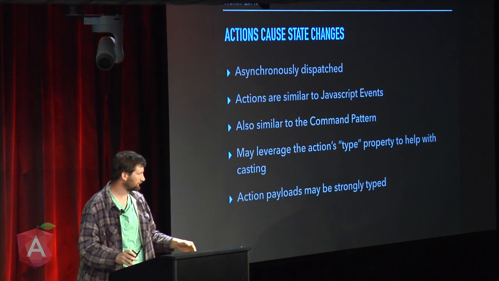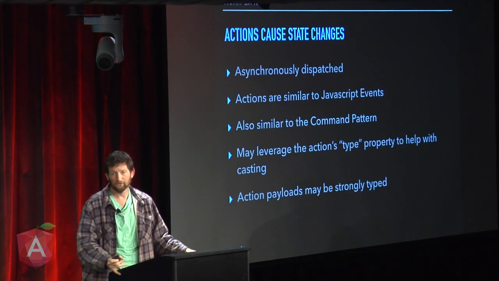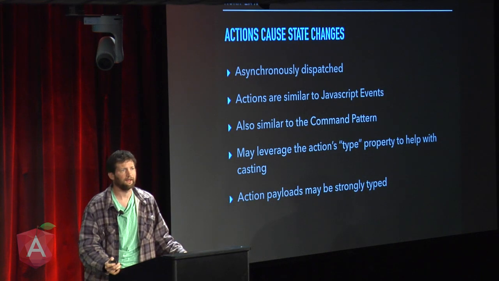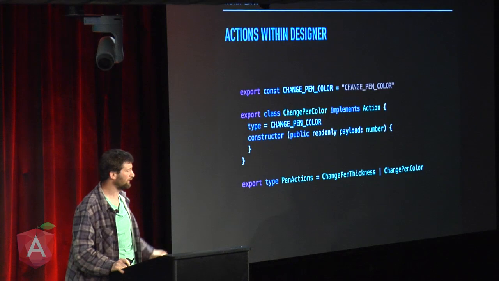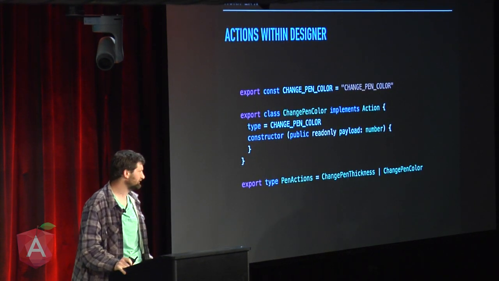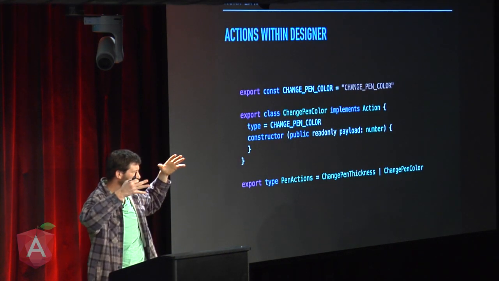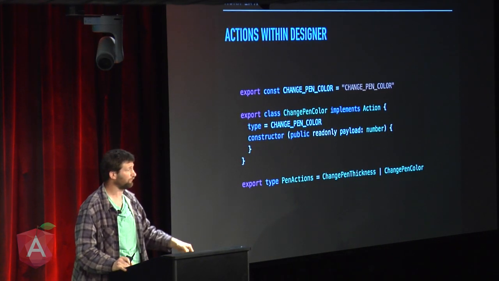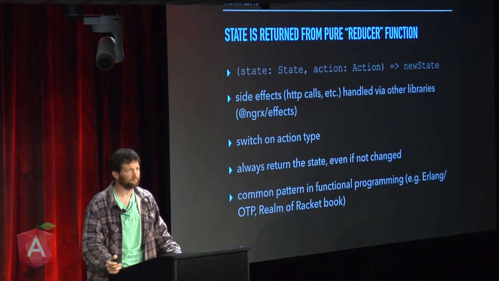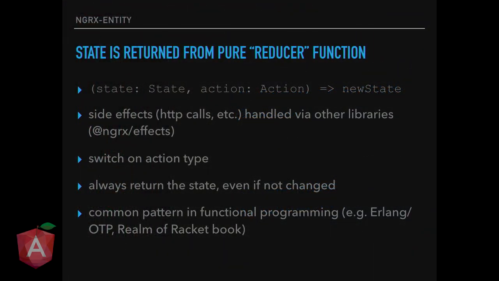And you could have a payload that the action has, and it used to be just type any, but now it could be more strongly typed, and you're encouraged to do that. So within a designer, if you want to change pen color, you would have a change pen color function that's implementing type action. Because it implements type action, it has to have a type field that's a string within it. And it signifies to the system that you're changing the pen color, and that payload is the new color for your drawing pen. And a lot of times you'll see this kind of semantic that you'll have within a file that has all these kind of related actions. It'll spit out, let's say, a type of pen actions that's unioning across all the actions for that kind of family of behaviors. And the idea is state gets returned from a pure reducer function.